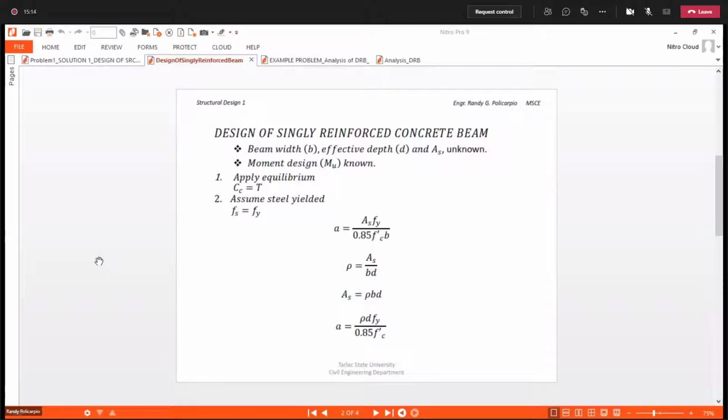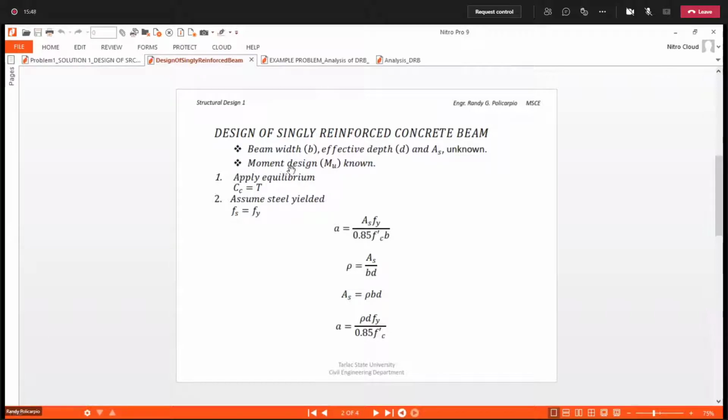Ako nga, meron din akong ibang procedure kapag nagdi-design ako ng beams. I'm not doing these enumerated steps, but then again, you should know this because it is the basic way of designing a singly reinforced beam.